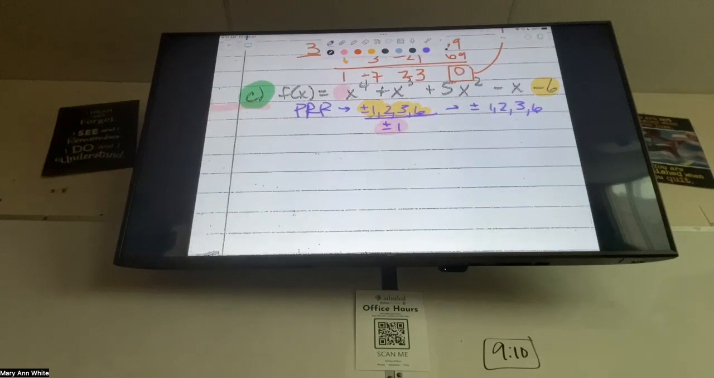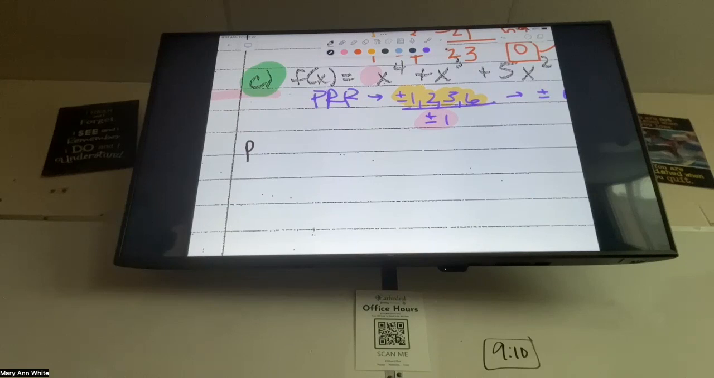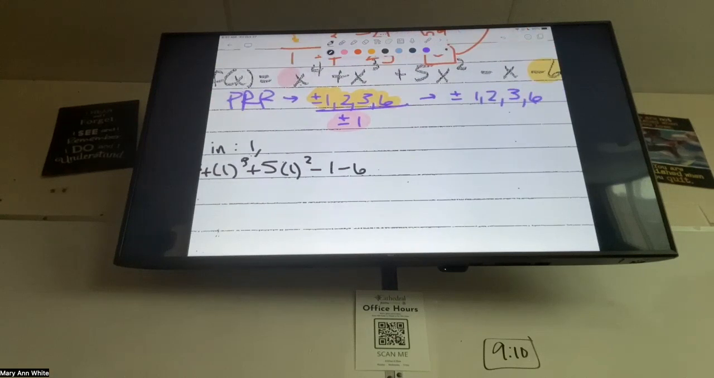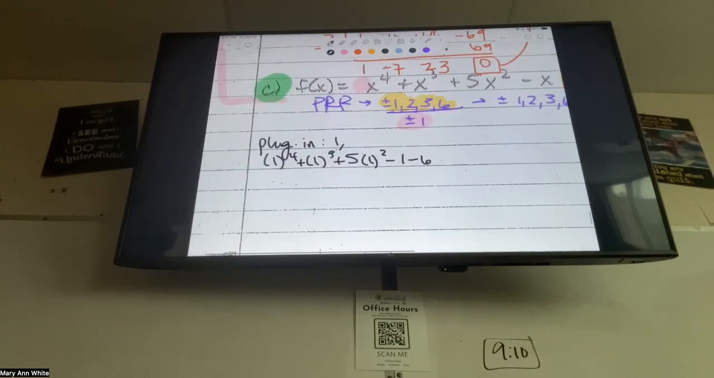And you can do this a couple different ways. On the quiz, you can just write plug in and list the ones you plug in until you find the one that works. So I'd say plug in 1. If that works, circle it. If that doesn't work, do -1, etc. You also can show me. You can say, okay, I did 1 to the 4th plus 1 to the 3rd plus 5 times 1 squared minus 1 minus 6. And then you can tell me if that works or not.